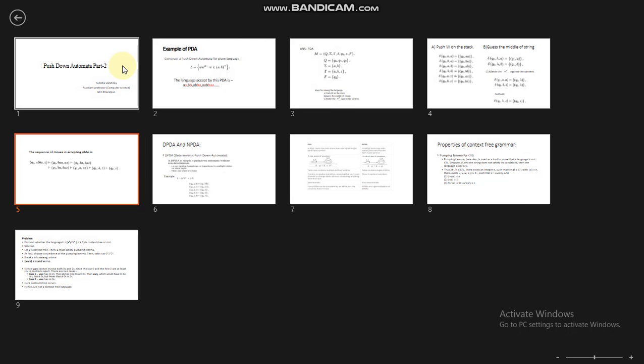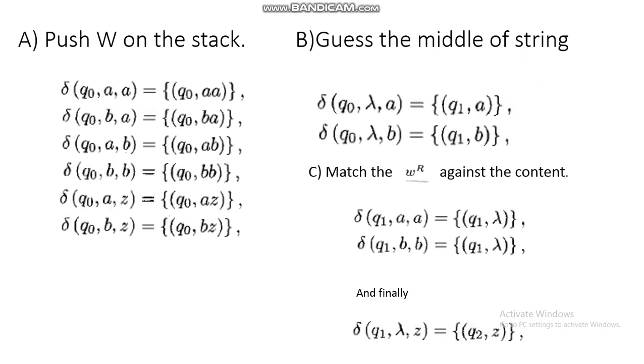Second one is the middle of the string, meaning how the middle of the string is considered. Guessing the middle of the string is done when, in q0, lambda is given, the state changes to the next state, keeping the stack unchanged. This is similar for the b steps. Meaning in guessing the middle, we just move from q0 to q1. Nothing else is done for guessing the middle of the string.